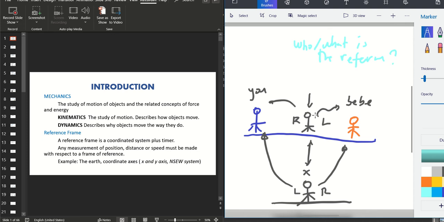So, all you need to do is to understand the problem. There's a term in English called the subject. So, all you need to do is to find the subject. Okay? Look for the subject so you can know what the reference frame is.